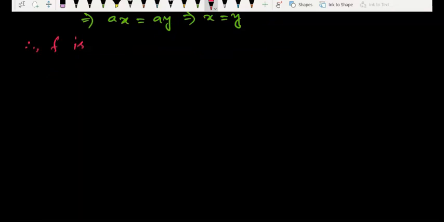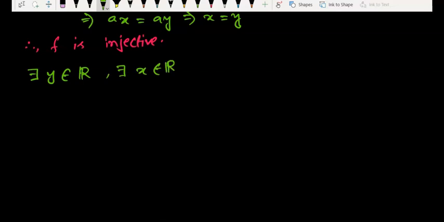Therefore f is injective. Now we have to show that f is surjective. So what was the definition for surjective? The definition was, for all y belongs to codomain. Here codomain is R, so I am writing R. For all y belongs to R, there exists an x belongs to R. This R is domain, so x belongs to domain. There exists x belongs to domain such that y equal to f(x). That is, for each y we have an x in the domain.